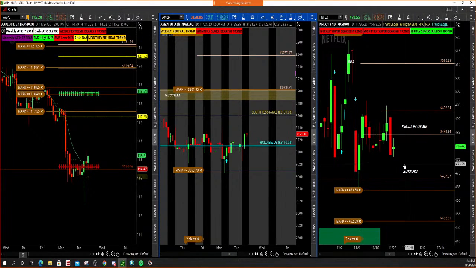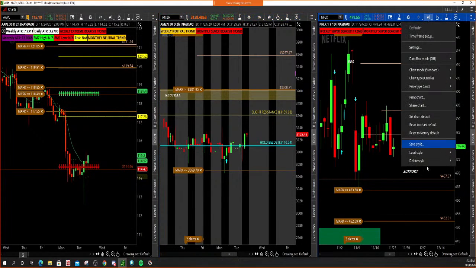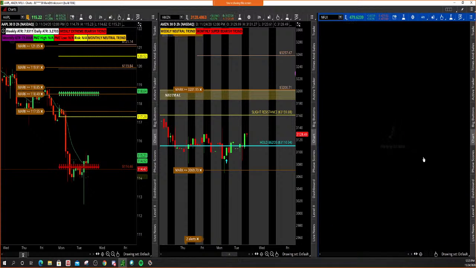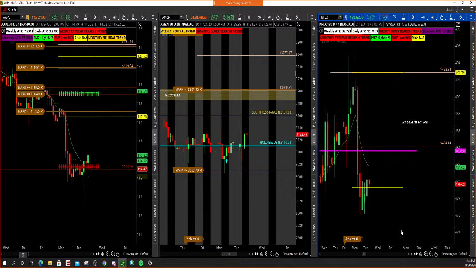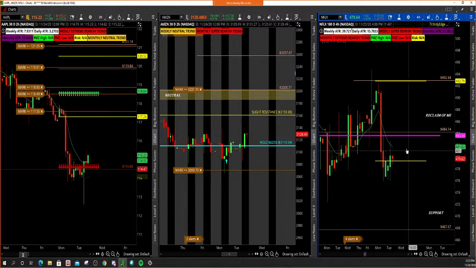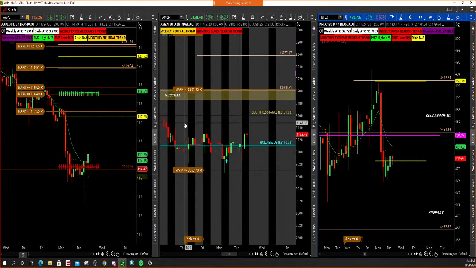Netflix. This is a little bit different. We got an ME up here, okay? So let me go ahead and load our style really quick. Public view. Okay, there we are. Okay, we're holding the lower end of the weekly curve. I don't personally like Netflix until it gets over this pink line. All right, so that's me. All right, that's all three charts right there.